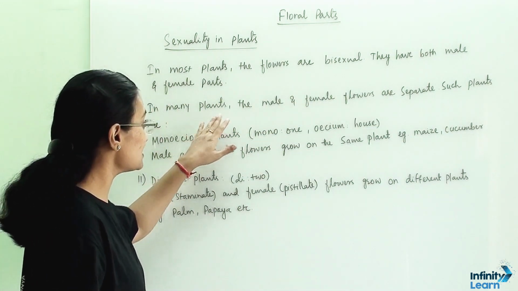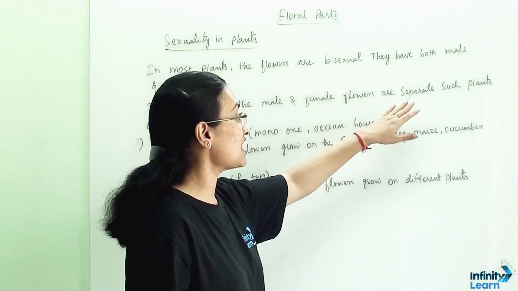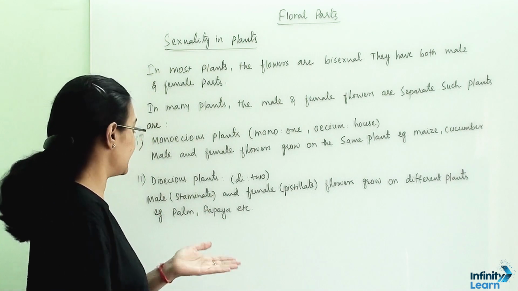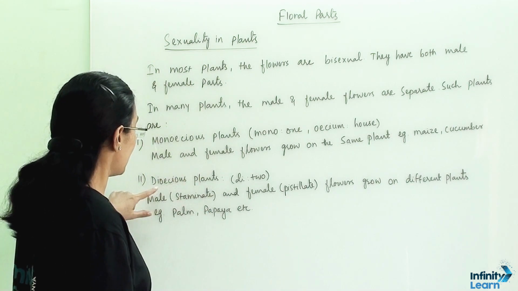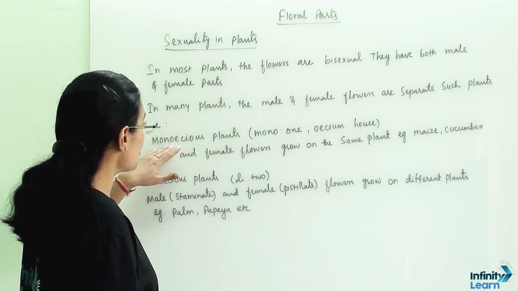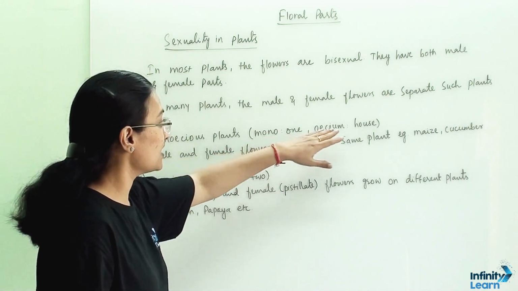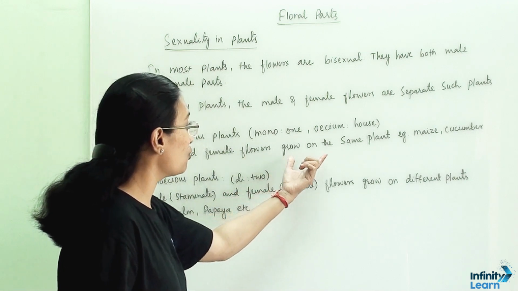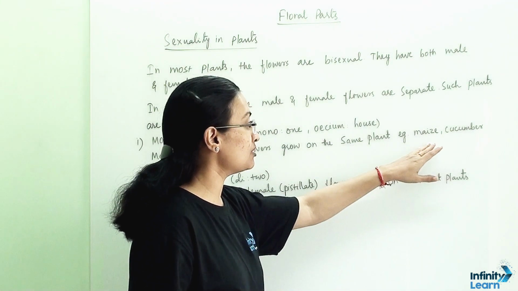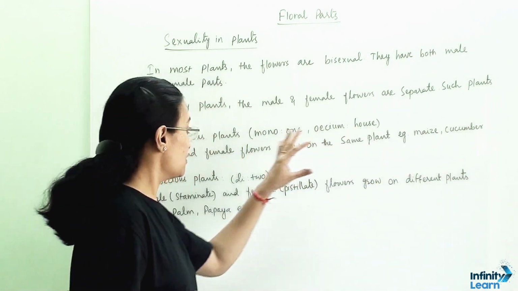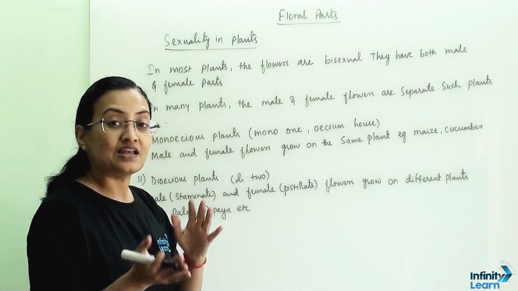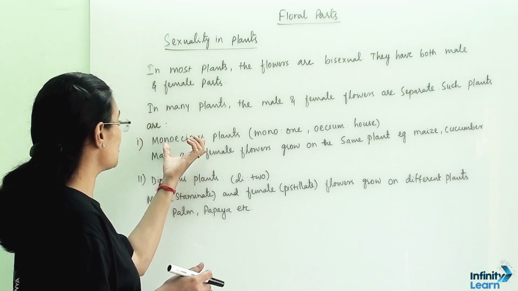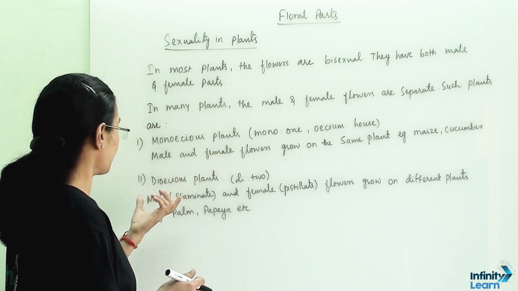In many plants, the male and female flowers are separate. Such plants are further divided into two categories: monoecious plant and dioecious plant. Monoecious: mono means one and oecium means house. Male and female flowers grow on the same plant, for example maize and cucumber. So when both male and female flowers are on one plant, it is known as a monoecious plant.